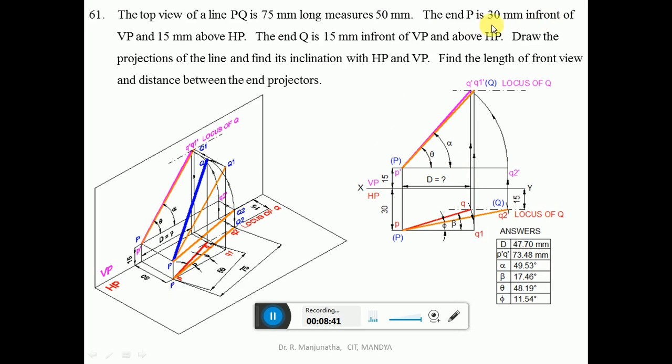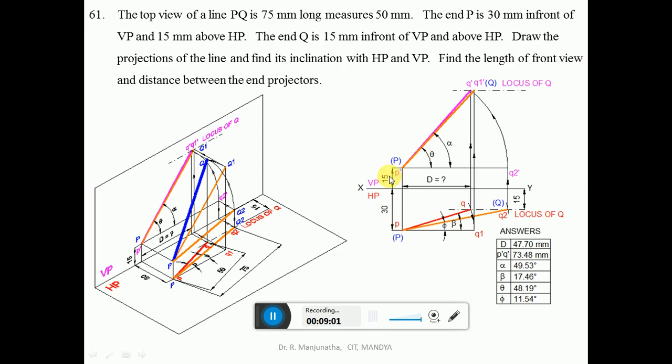And NP is 30 mm in front of VP. In front of VP is seen in HP. HP is below the XY line. From this point, you measure 30 mm in front of VP and draw a horizontal line. Consider any point on this and draw a vertical projector so that it cuts both the lines at P dash and P, as shown.